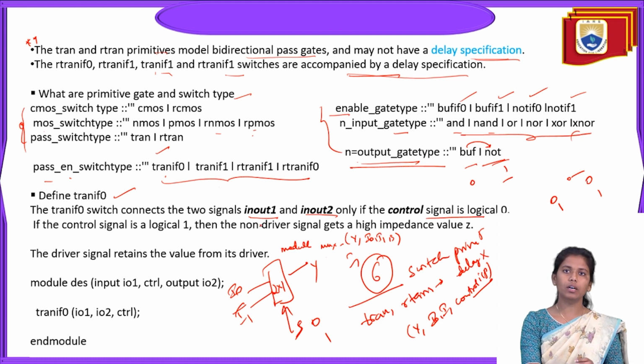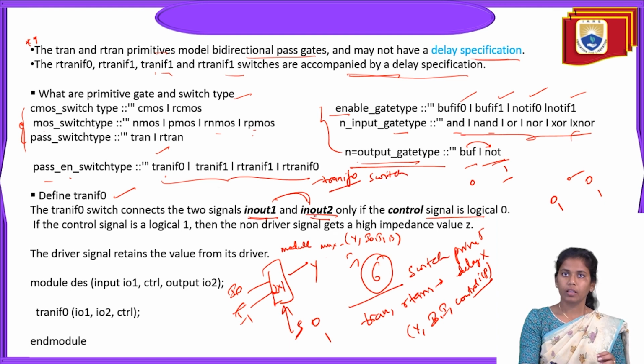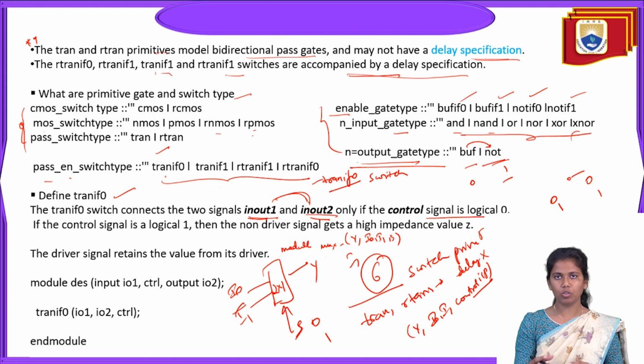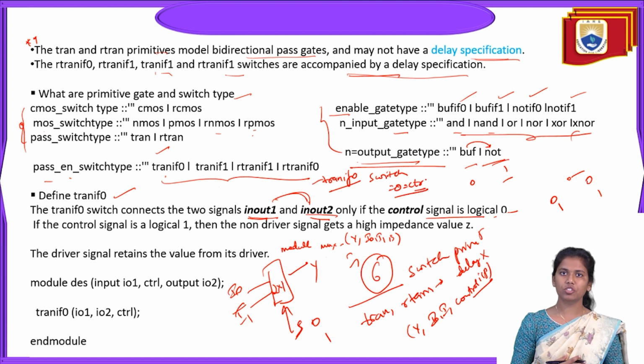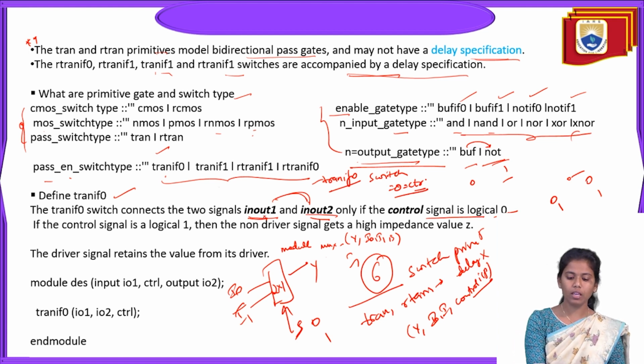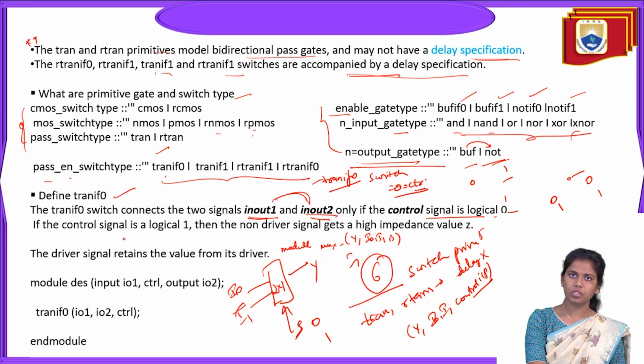This bidirectional switch will connect both inout1 and inout2 if and only if the control signal is logic 0. When the control signal is logic 0, the bidirectional switch can connect both signals, inout1 and inout2. If, for example, the control signal is 1, then it may not connect these two. So that is what tranif0 is.